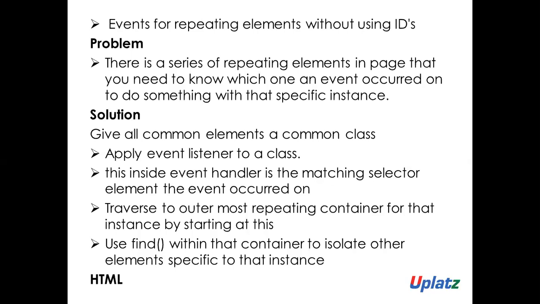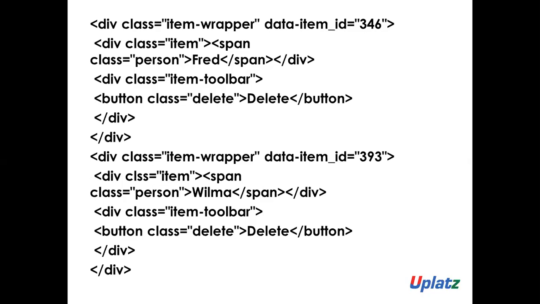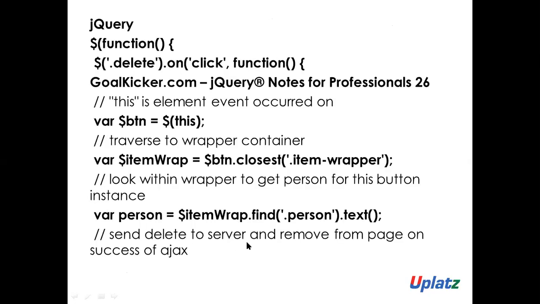It's just like one event occurred to do something with a specific instance. We have repeating elements in our page, so we can make a solution for that. How? I have an HTML in which I have a class item wrapper, so that would be my div. Inside that I'm wrapping the person item, and then I have a delete button. In my second item wrapper, I'm wrapping my second person, and I'm making a delete button.